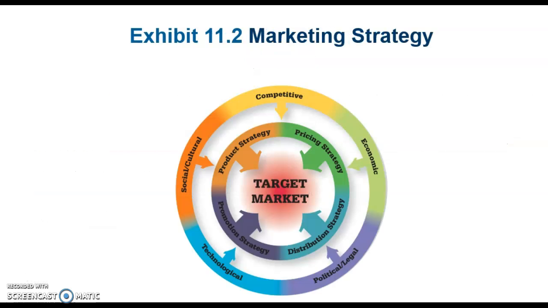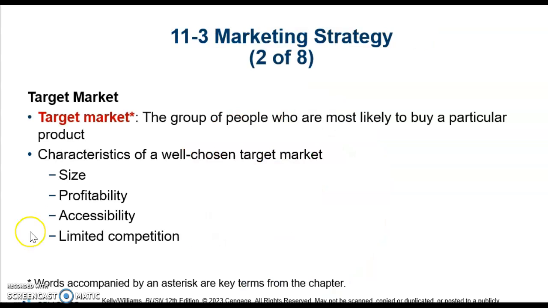This exhibit shows the different elements that help in shaping the target market. So the group of people who are most likely to buy a particular product is the target market. And the characteristics of a well-chosen target market is size. You have to have enough people in your target group to support a business.